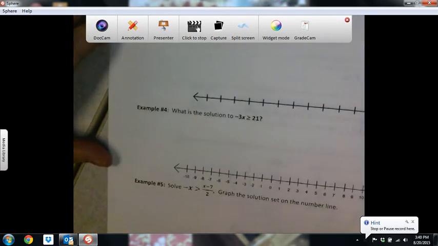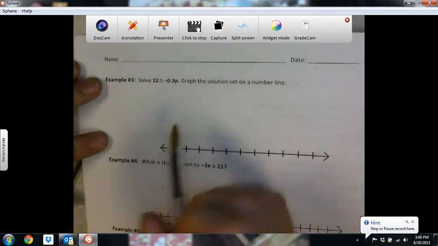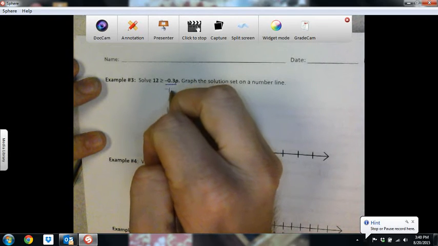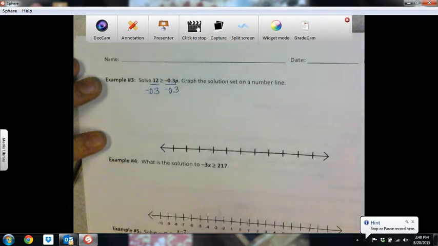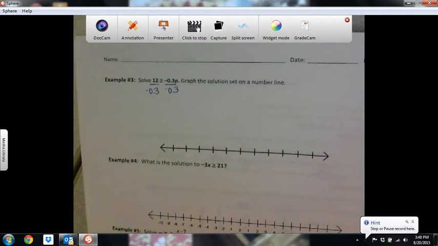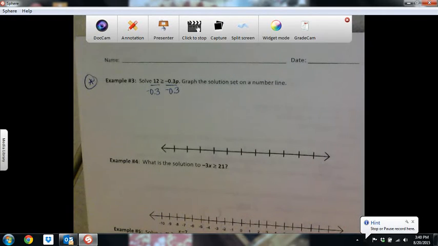Flip over real quick to page 10 for me, and we'll take a look at a couple more examples here. For question number 3, in order to solve this inequality, I need to divide both sides by a negative 0.3. And this is the situation that you need to be aware of. I am dividing in this situation by a negative value. So I'm going to put a star over here because this is an important example to think about.